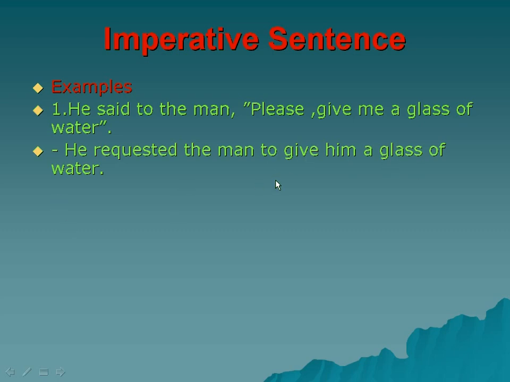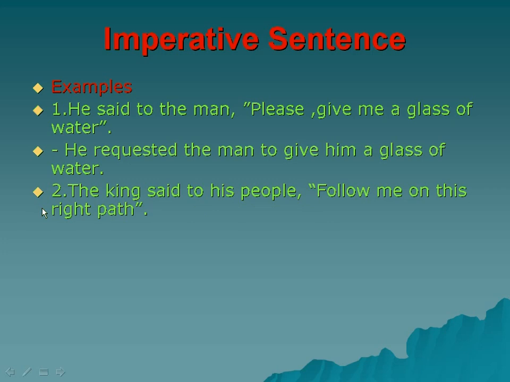We take here to as a connective word because the given imperative sentence is positive. If the imperative sentence is positive, we have to take to as a connective word. And if the imperative sentence is negative, we have to take not to as a connective word. But this sentence is positive, so we take here to. He requested the man to give him a glass of water.